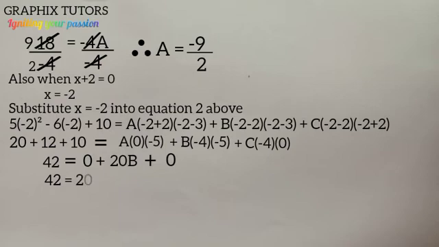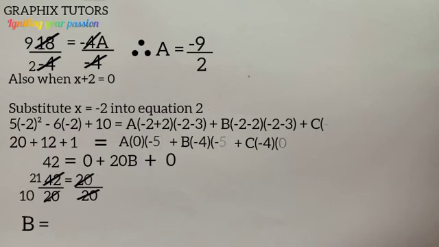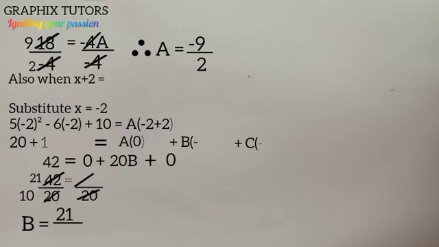Now you want b to stand alone, so you divide both sides by the coefficient of b, which is 20. You divide both sides by 20, so we'll have 42 over 20 equals 20b over 20. 20 will cancel 20 on the right hand side. Then on the left hand side, we know that 2 can go into 42, 21 times, and 2 can go into 20, 10 times. So our b is 21 over 10.